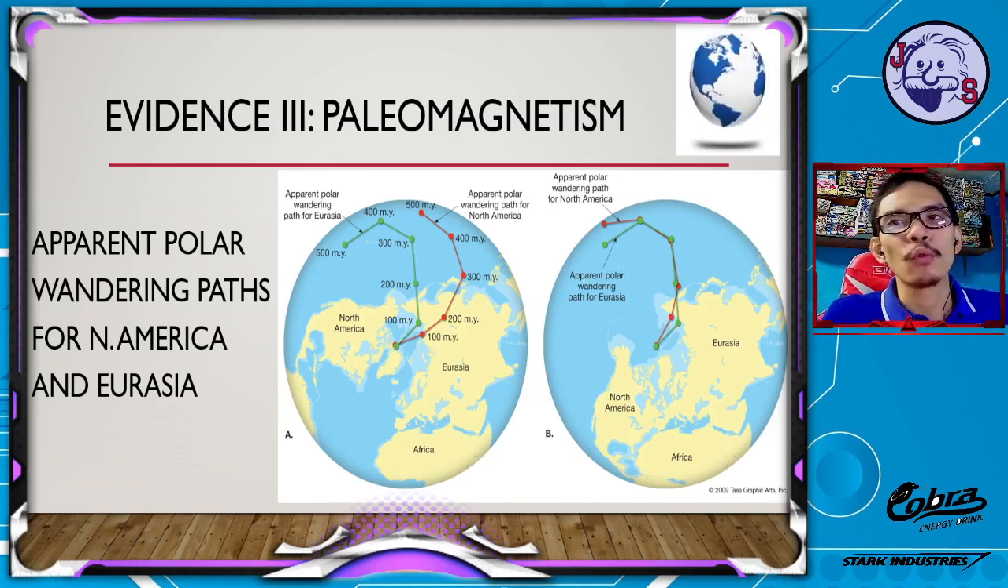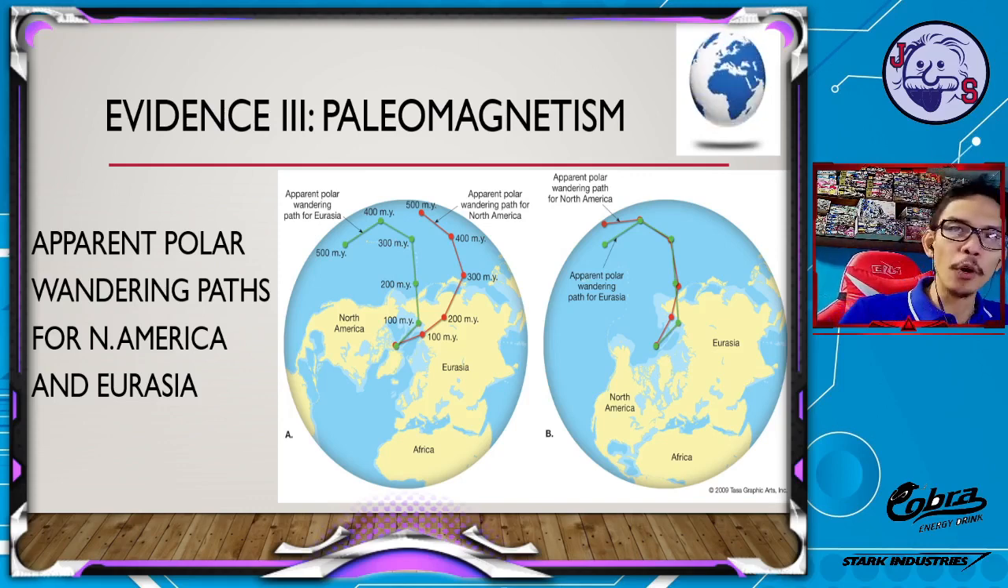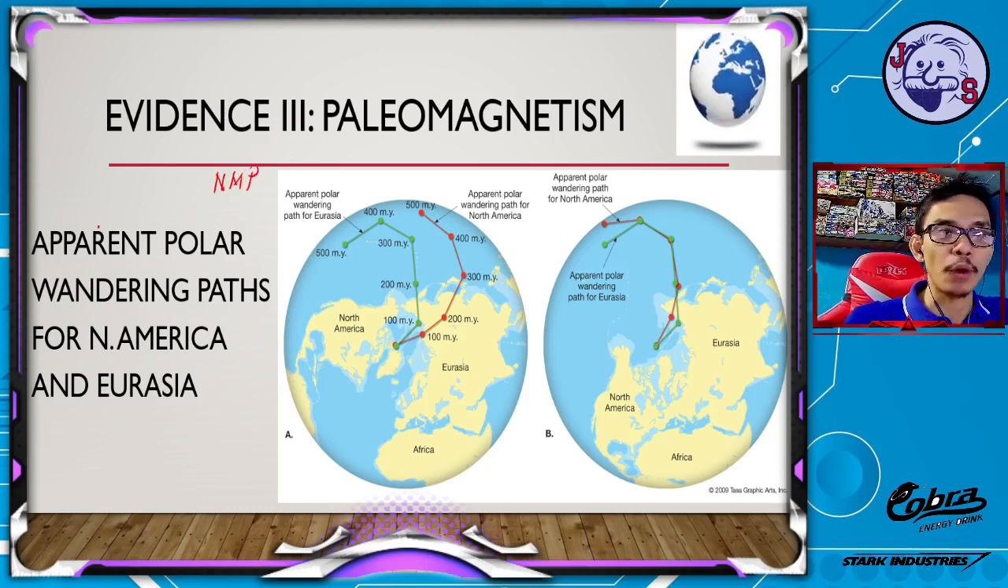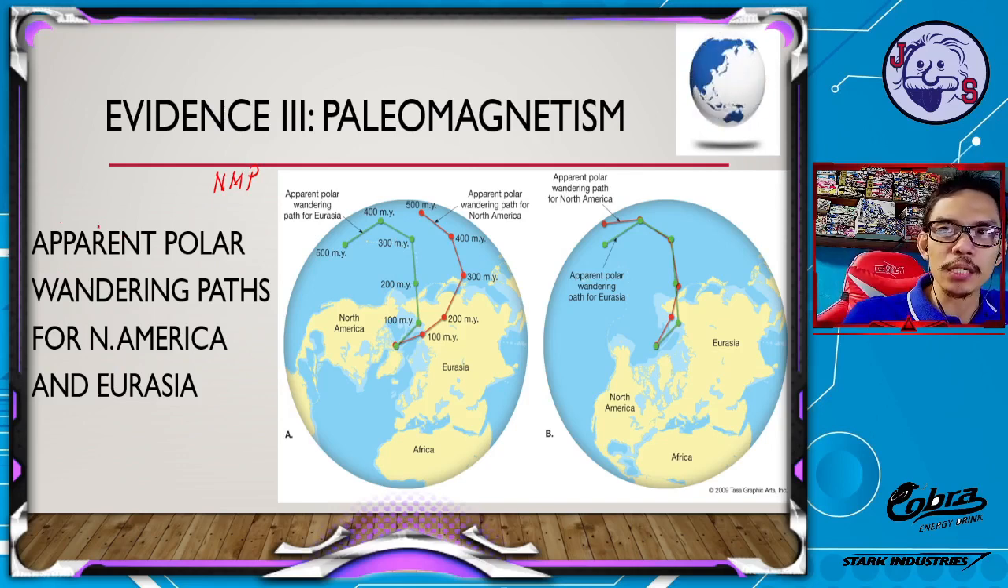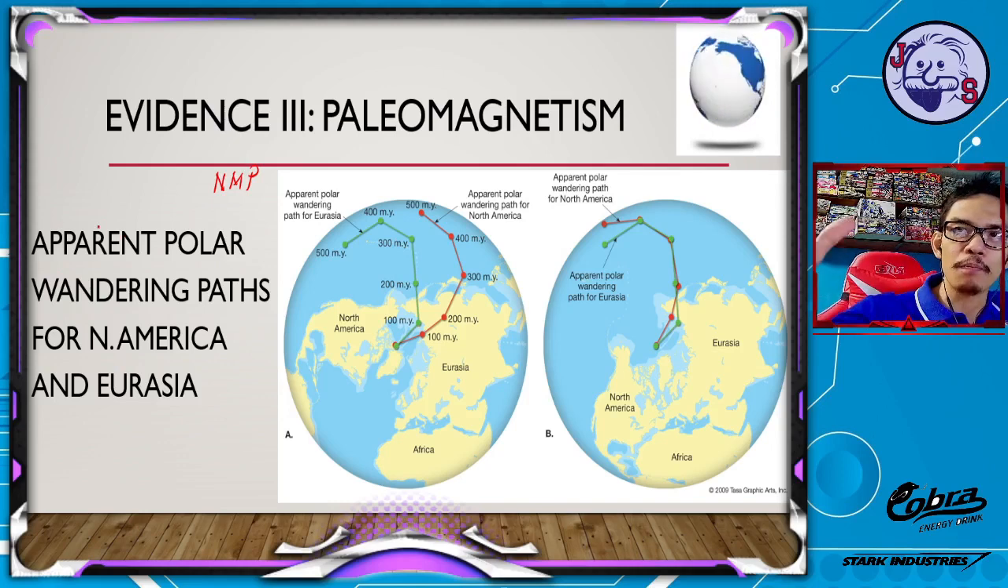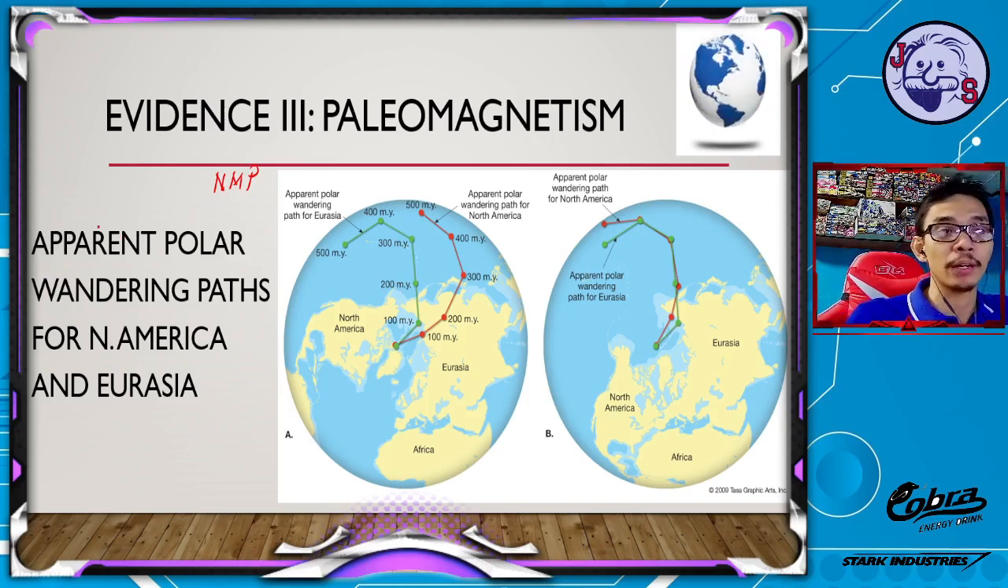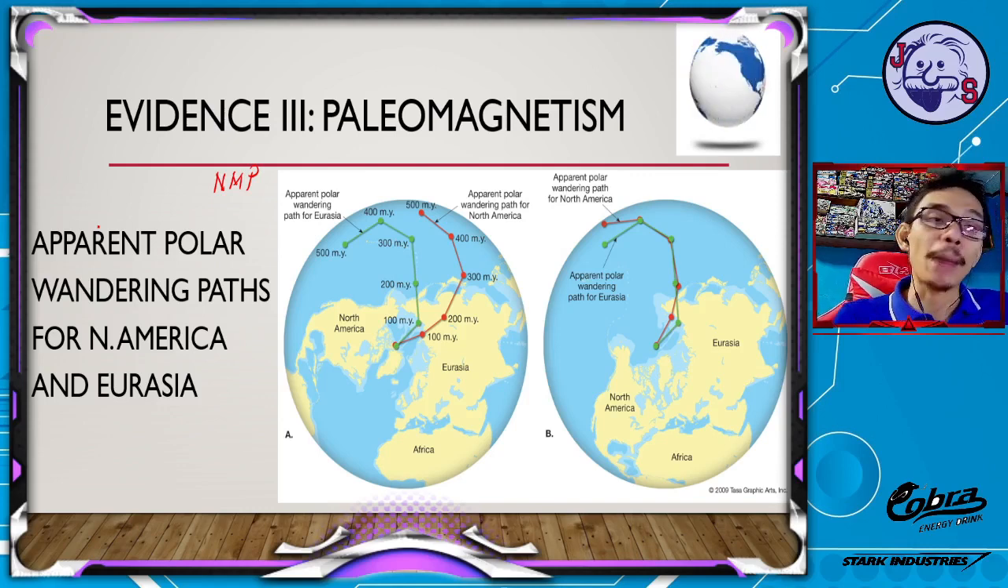In this idea, why is it called apparent polar wandering? The polar means the pole. So we are going to use the pole here, the north magnetic pole to be exact. This is the north magnetic pole, and wandering means moving from one place to another. So the idea was that the north magnetic pole is the one that is moving, relative to the position of your continent.